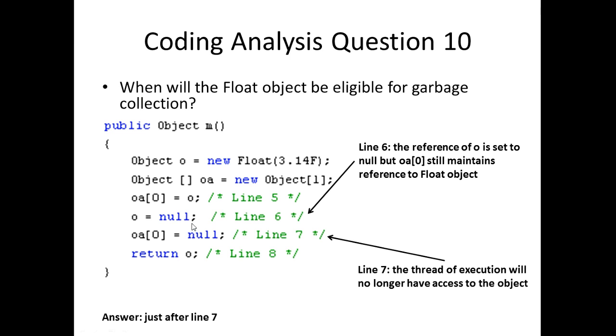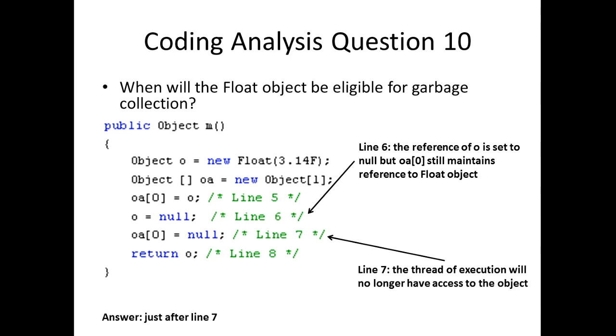As you can see in line 7, the thread of execution will no longer have access to the object, because we're now setting the value of this array at position 0 to null. So that means that this object can now be garbage collected since it is no longer in use.